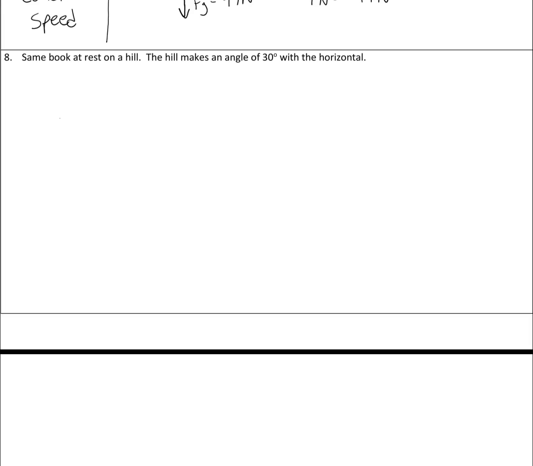So here is the hill. Here is the book. Actually, you know what? Let's try to make it pretty accurate. Here is the hill, more of a 30-degree angle. Here is the book. Here is the weight, Fg. It acts straight down still.